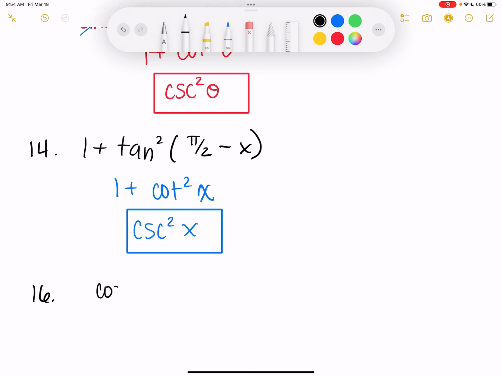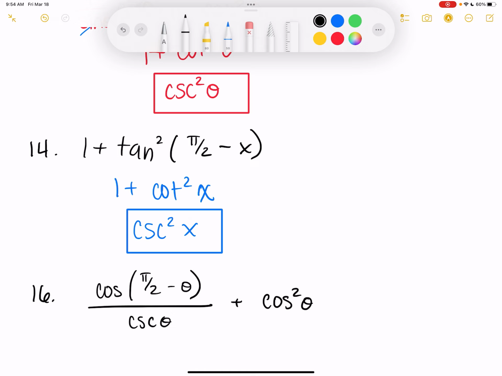All right, 16. Cosine of pi over 2 minus theta over cosecant of theta, plus cosine squared of theta. What are you doing? I'm gonna look through the teacher handbook and see if this is legal.